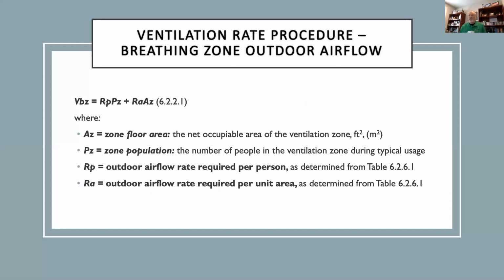So really for this century, we've had this idea that's been accepted, and nobody's talking about changing this, that we have a rate per person and a rate per area, and those combined give you the amount of air you need in the breathing zone for ventilation. So the breathing zone is what? It's where we are right now.